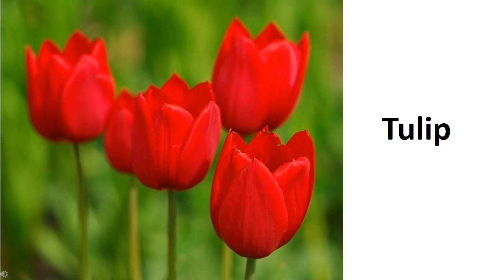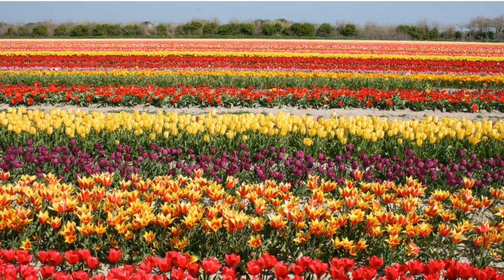Now we can see tulip. Yes, these are tulips. Generally, tulips are cup-shaped flowers and they come in different colors. You can see here different colored tulip flowers. Yes, children, tulip flowers we generally use to present or give to someone. Tulip flowers are also grown in huge fields, which add beauty to nature.